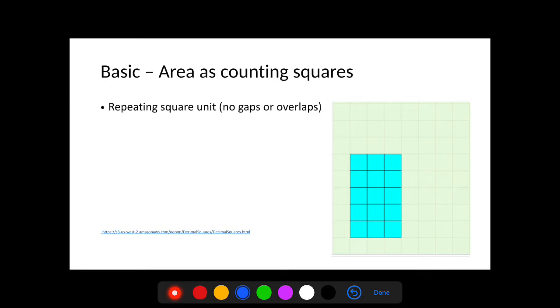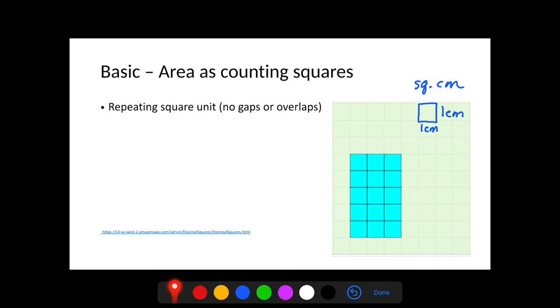First, let's start with our most basic understanding of area. We'll have a standard repeating unit. Here we're going to have a 1 centimeter by 1 centimeter square, or a square centimeter. We're going to line those up without any gaps or spaces, and we can use that to determine the area of our shaded rectangle. And what we'll do on the most basic level is just literally count up those squares.